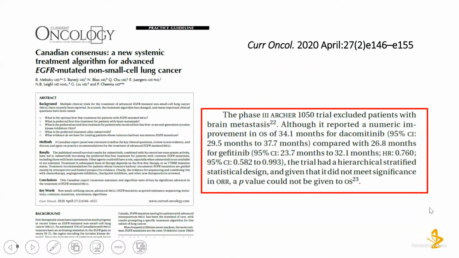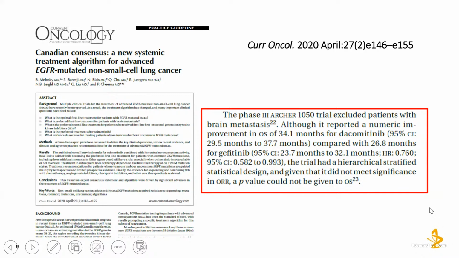So this is all discussed in this article published in Current Oncology. This is a Canadian consensus, a new systemic treatment algorithm for advanced EGFR mutated non-small cell lung cancer, where they found that the phase 3 ARCHER 1050 trial excluded patients with brain metastasis, although it reported a numeric improvement in OS of 34.1 months for dacomitinib, with a range of 29.5 to 37 months, compared with 26.8 months for gefitinib.